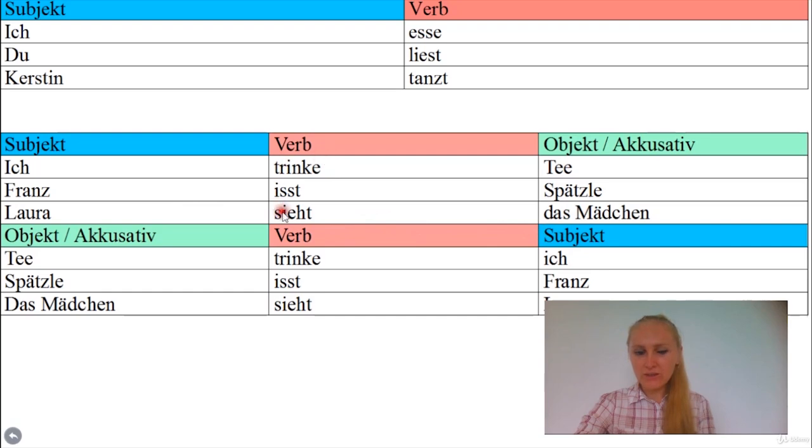Okay, so they are all accusative verbs. Whatever we drink is an accusative object, whatever we eat is an accusative object, and whoever we see is an accusative object.